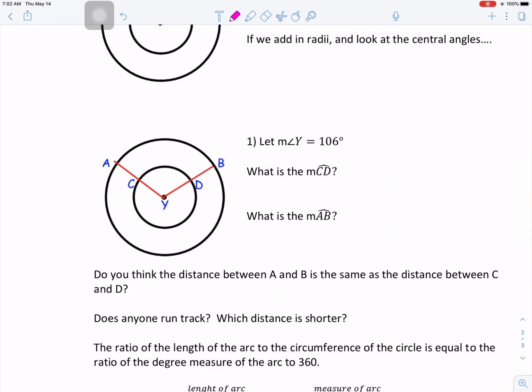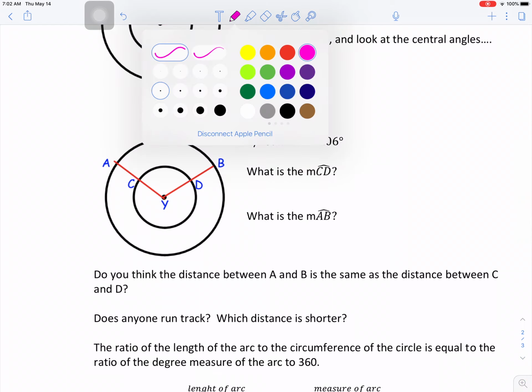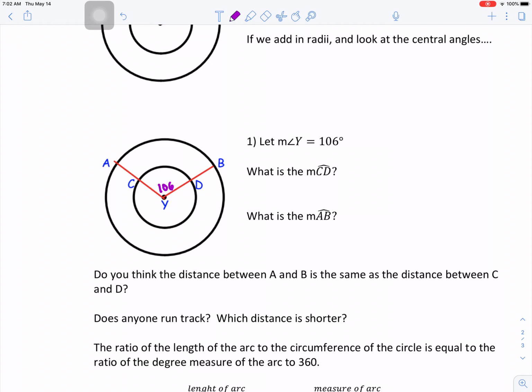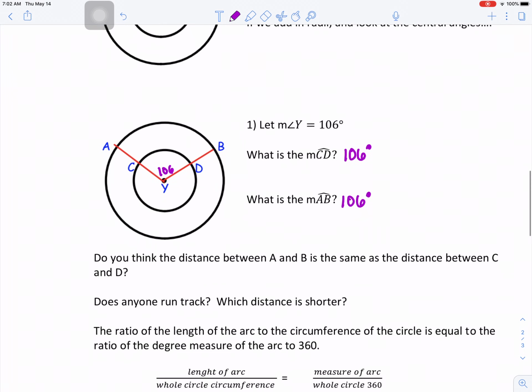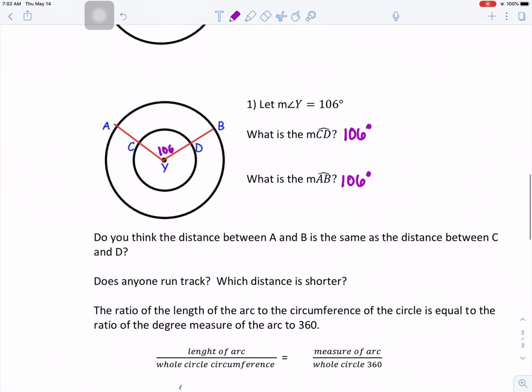Here's an example. If this angle is 106, arc CD is 106 degrees, and arc AB is 106 degrees. Is the distance from A to B along the arc, not a straight line distance, running along the circle, the same distance between C and D? Well, if anyone runs track, they know that the inside distance is shorter than the outside distance. The inside distance here from C to D is shorter than the outside distance.